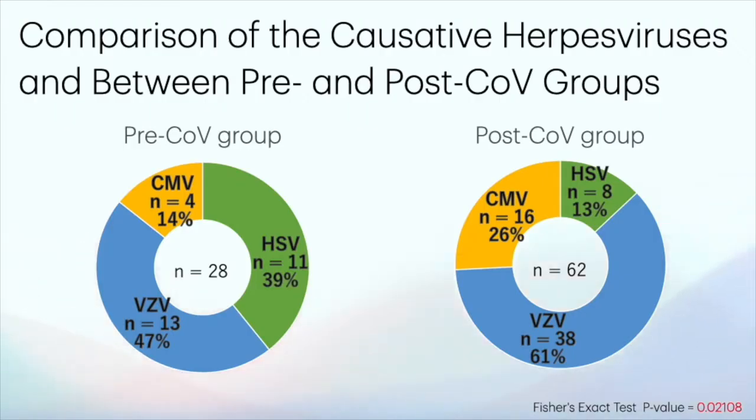Regarding the comparison of causative herpes viruses, in the pre-COVID group, VZV was the most frequent at 47%, followed by HSV at 39% and CMV at 14%. However, in the post-COVID group, VZV further increased to 61%, followed by CMV at 26%, with HSV at 13% being the least frequent. A statistically significant difference was observed between the two groups.